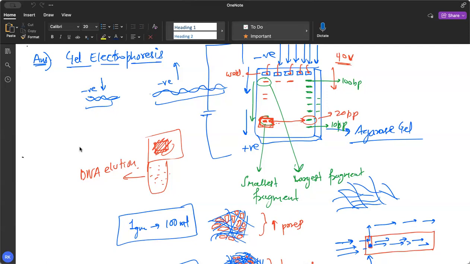So the force is given by the electromotive gradient, but on what basis does the separation happen? Because when you say that on the basis of electricity the fragments will be separated, electricity is just pushing all the fragments. It's pushing all the fragments the same. So on what basis are they separating in that gel?